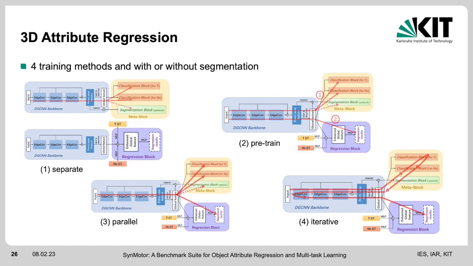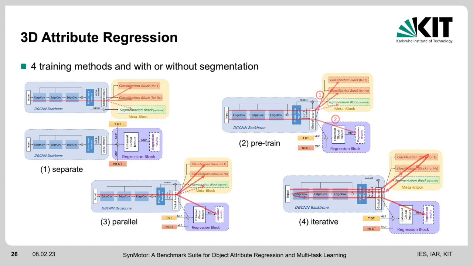The second one, use metablock for pre-training. This method is similar to the last one, but the encoder weights in the second step will be initialized with the weights from the first step. The metablock is used for pre-training. The third one, encoder shared yet tail blocks trained in parallel. The encoder is shared between two tail blocks and the three blocks compose one joint network. All tasks are trained in parallel.